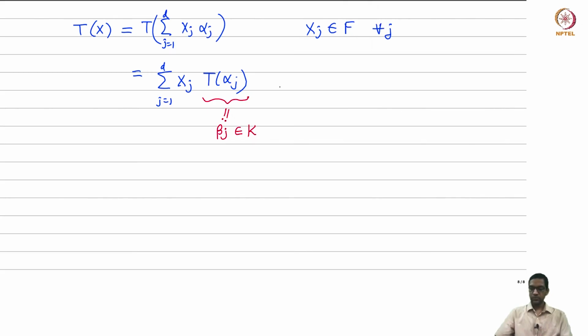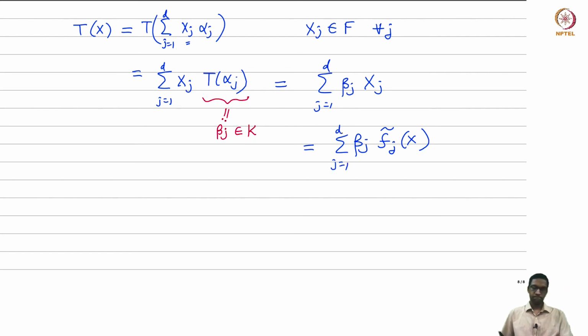Now this becomes the sum of beta j xj, with j going from 1 to d. And what is xj? xj is just the coefficient of alpha j in the linear combination. This is just the value fj tilde of x. And why is that? Because of the way it was defined.